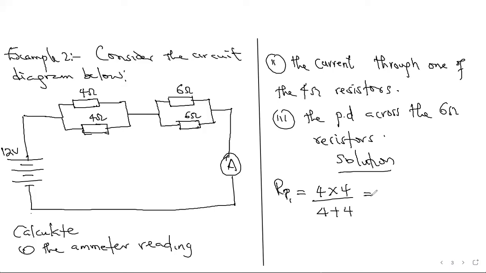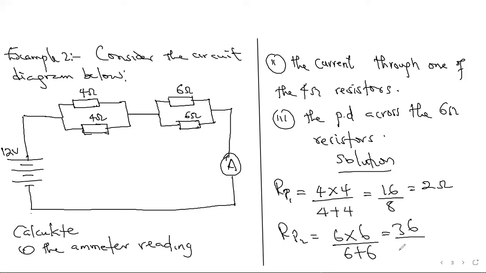We recall the formula that we used earlier. So that will be 16 divided by 8, which is 2 ohms. For the second parallel connection, RP2, that will give you the product of the resistances divided by the sum of the resistances. So that will be 36 divided by 12, and that will be 3 ohms.